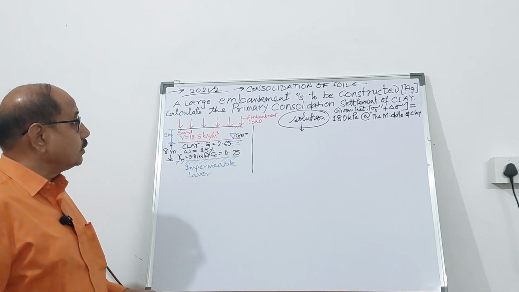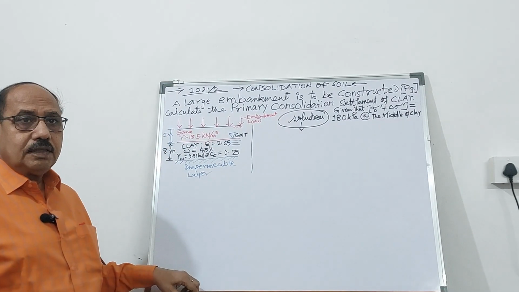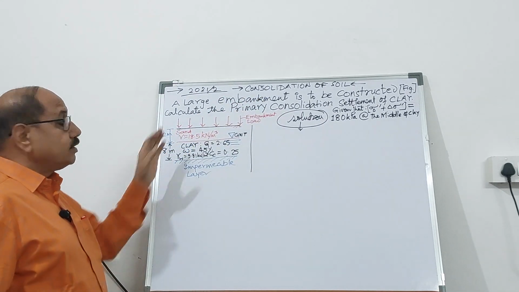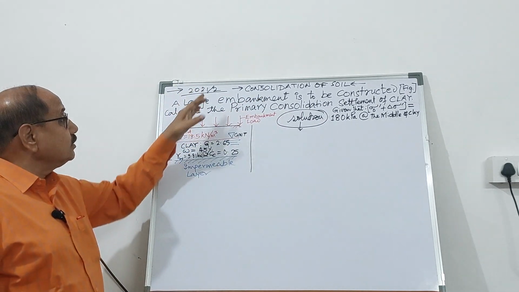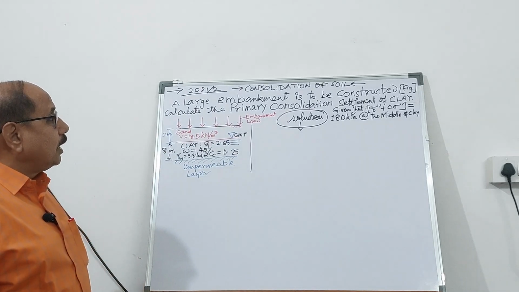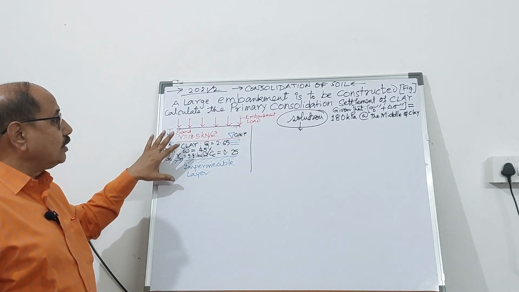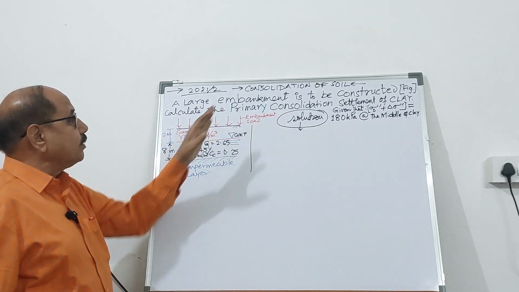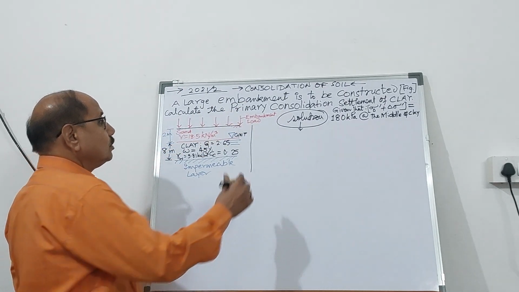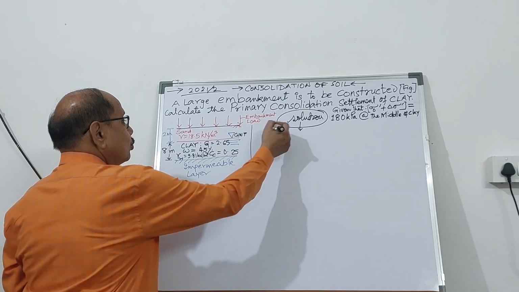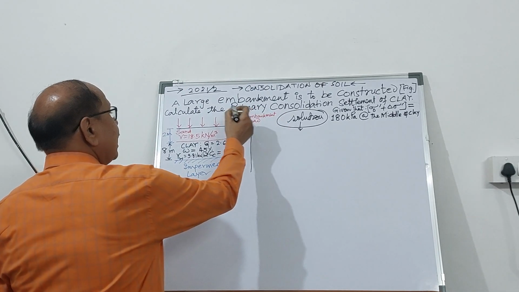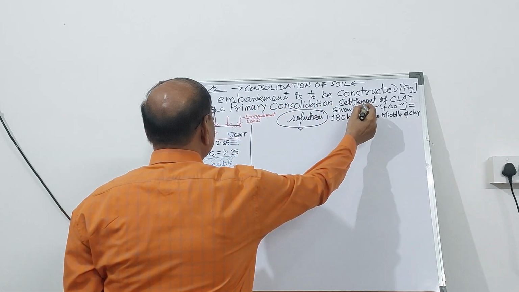Hello friends. So another video on consolidation of soil. This is the problem of 2021 set 2 and this is quite a standard problem. A large embankment. So you are being shown the embankment load here. So a large embankment is to be constructed.